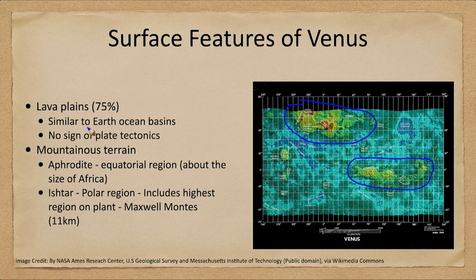So lava plains make up a vast majority of the surface, and we see no sign of active plate tectonics on the surface of Venus. Now, it doesn't mean there weren't any in the past, and we can come back and look at that a little bit later.